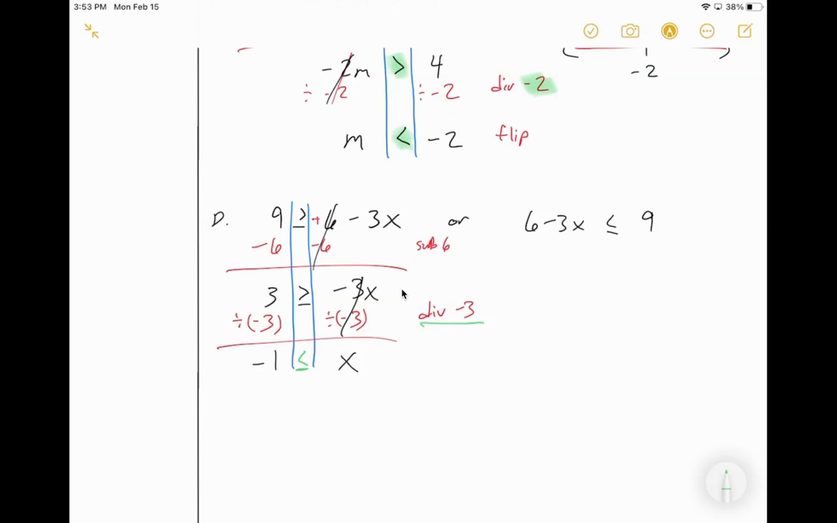Now, if this bothers you and you want to flip over on the other side, you could totally rewrite it the other way. You could say, well, I like the x over here. I like the negative 1 over here. In the middle, again, the open mouth is going towards the x. So you could do it like that. X is greater than or equal to negative 1. Either answer, they're the same.